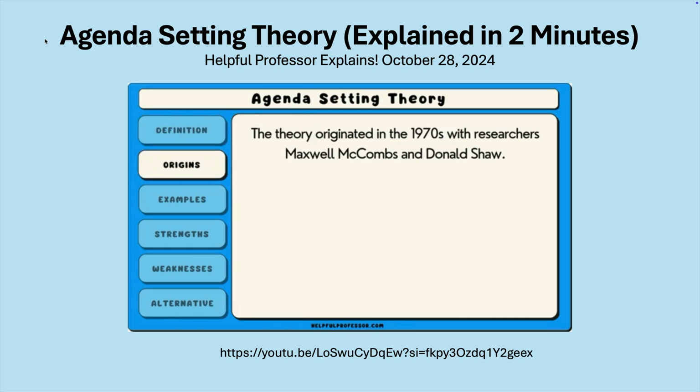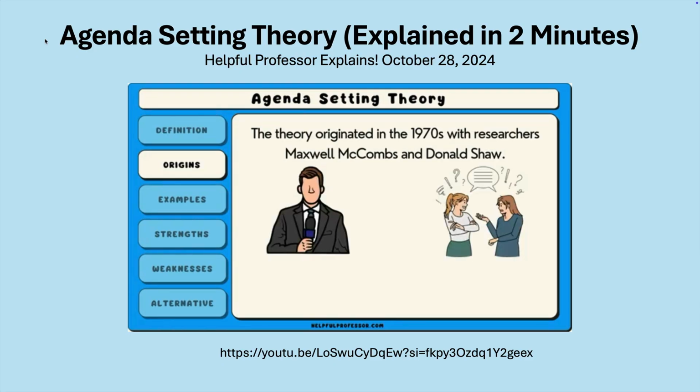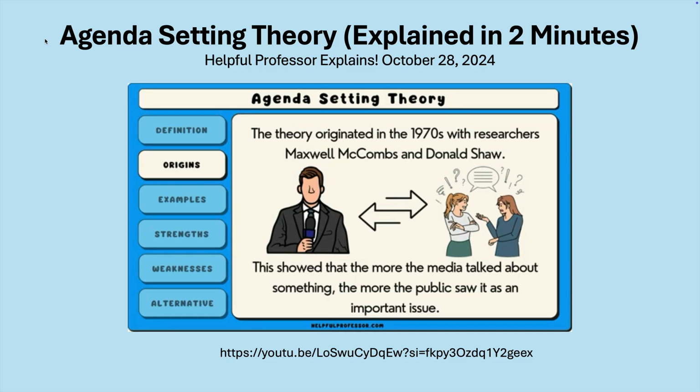The theory originated in the 1970s with researchers Maxwell McCombs and Donald Shaw. They studied how the media influenced what issues people talked about during elections. By comparing the topics in the news with what people said were important issues, they found a strong link. This showed that the more the media talked about something, the more the public saw it as an important issue.